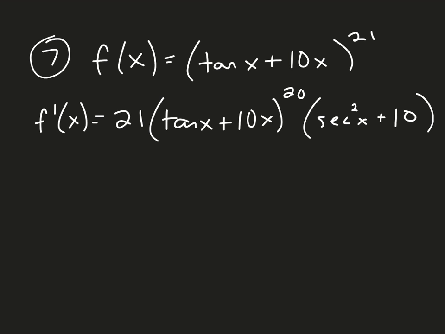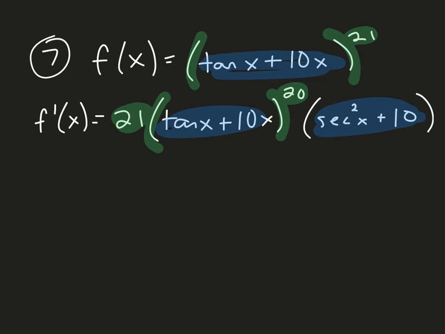All right, so I brought down my 21 because I recognize that the outer part of this function is something getting raised to the 21st power. Decrease that power by 1, leave the inside alone, and then I just multiply by the derivative of the inside, which is much, much nicer than thinking about trying to expand that tangent of x plus 10x 21 times. So that's the beauty of chain rule.